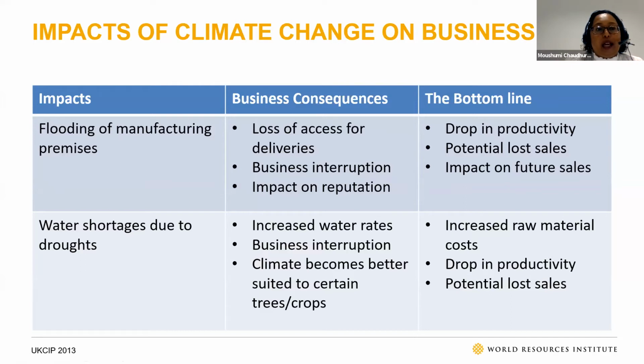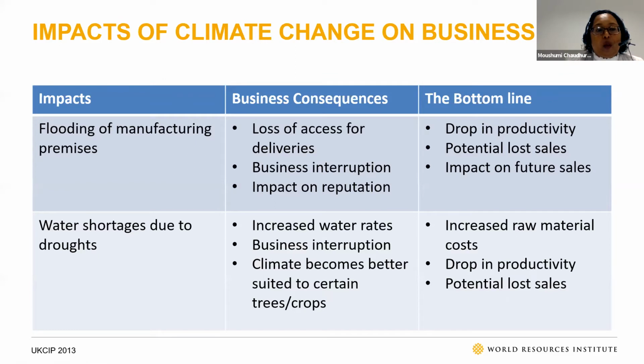If we take a look at flooding of manufacturing premises, we will most likely face loss of access to deliveries, business interruptions, and impact on reputation, where this particular firm may not be reliable enough to produce certain products, which will for sure affect the bottom line in terms of productivity, loss of sales, and impact on future sales.